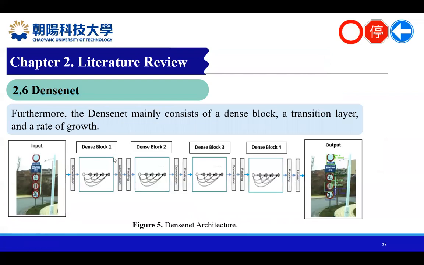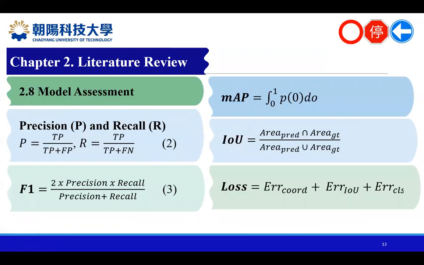Another method is DenseNet, and DenseNet mainly consists of a dense block, a transition layer, and a rate of growth. So we use 4 dense blocks in our DenseNet architecture to detect the traffic sign. We also choose some model assessments to evaluate our method. We use the precision and recall, F1, mAP, IOU, and loss value.